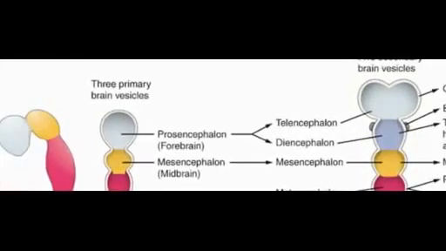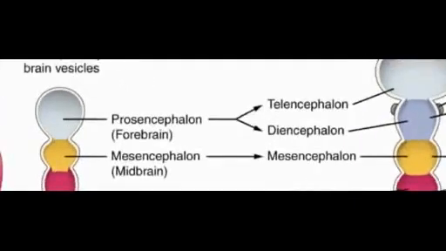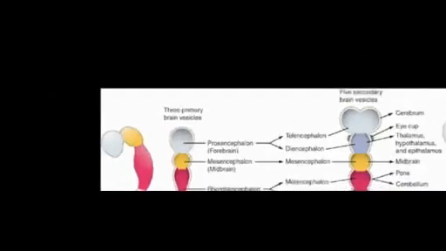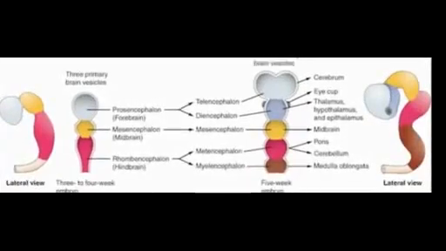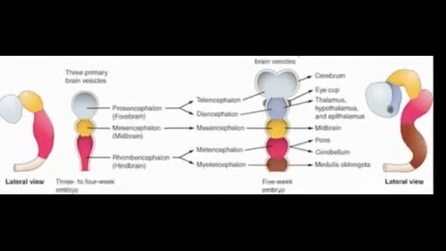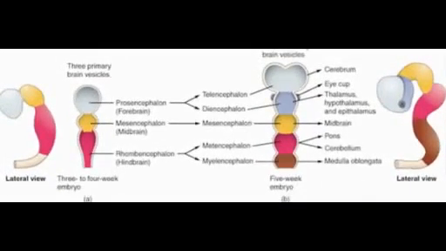This is number 7. Number 7. Okay, thank you. So in picture number 7, you see again the view of development of the neural system.